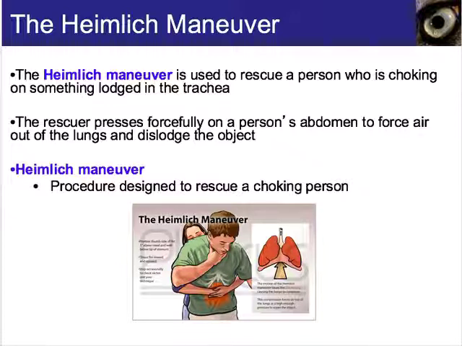What's interesting is your book goes into the Heimlich maneuver, but it's actually a really helpful thing to know, so I go over it as well. The Heimlich maneuver is used to rescue a person who's choking on something lodged in their trachea. Remember, your trachea is literally the tube right before you get to your bronchiole. So it's after your epiglottis. That means that food has made it past your epiglottis and is now lodged right above your lungs where air cannot get in. So what the rescuer does is press forcefully on a person's abdomen and force air out of the lungs to dislodge the object.